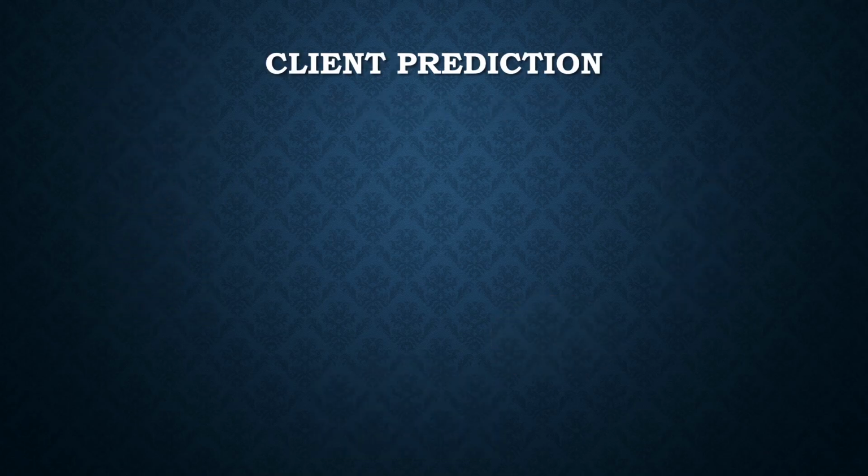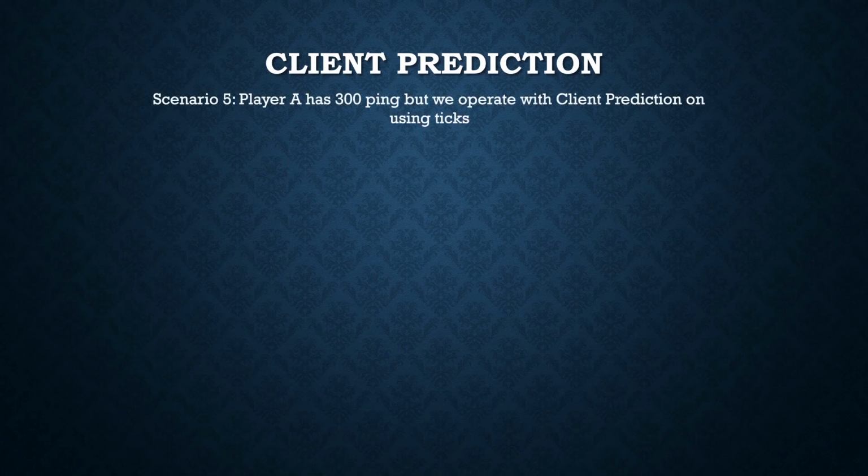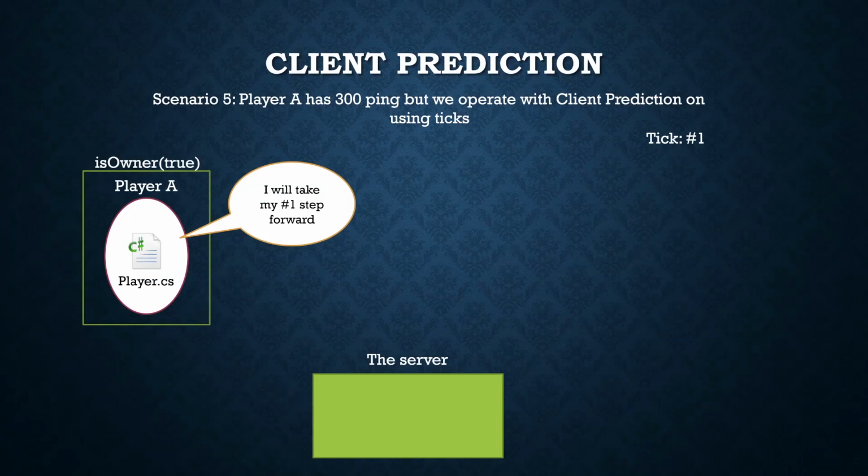Now let's take a look at how client prediction would handle this scenario. We're going to say that the player has 300 ping, we're going to operate using ticks, and we're going to use client prediction. Now, in this scenario, what will happen is we still have our player A, we've got rid of our player B because it's not relevant for this, and we have our server as well. Player A can say that it would like to take a step forward, but at the same time it's actually able to locally move on the client.